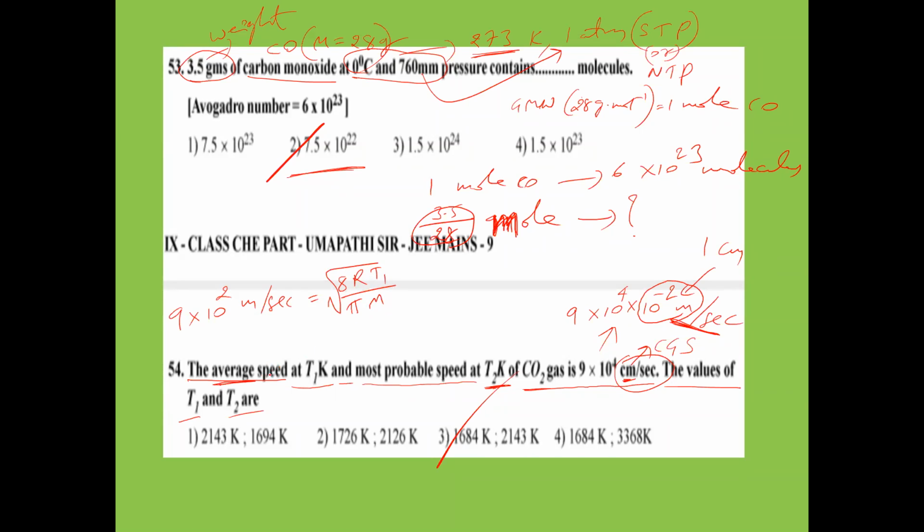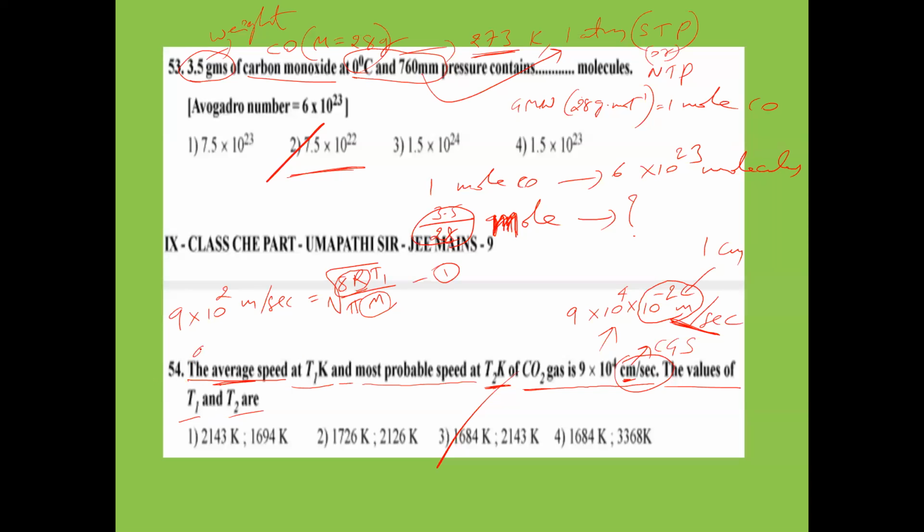Here which gas do they say? CO2, the same gas for both cases. In both cases it is CO2 only, so M is constant here. 8R by pi M will be constant. Is that clear? So it is equation 1.